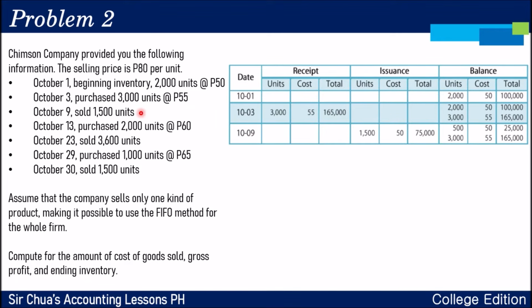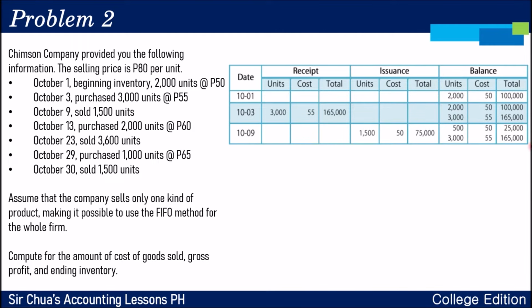Ganito po ang sistema. Ang sabi natin sa first in, first out, unang nasa stock room, unang nasa warehouse, yun din ang unang lalabas. So, kung 1,500, saan mo kukunin? Sa 2,000, sa 3,000? Siyempre, dun sa 2,000. Unahin mong ubusin yung 2,000. Okay? So, 1,500, anong gagamitin mong cost? Yung cost ng 2,000 na 50. Okay? So, anong balanse ngayon? 2,000 minus 1,500 units, 500 units. Yung 3,000 units mo at 55, hindi pa yun nagagalaw. So, this is your new balance.